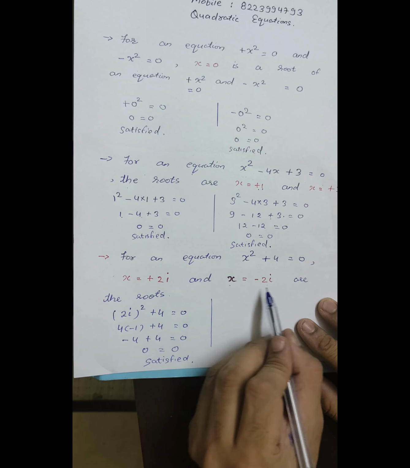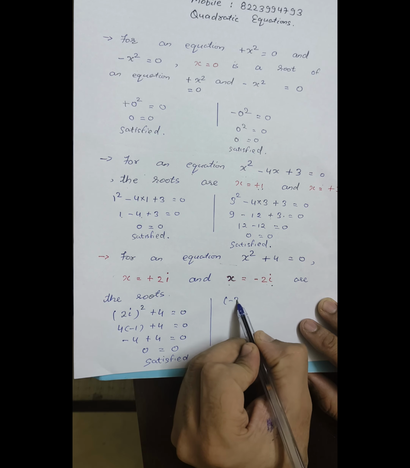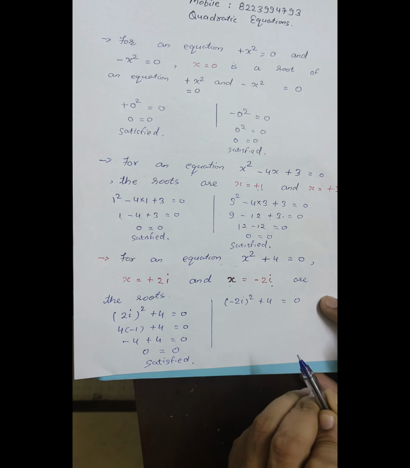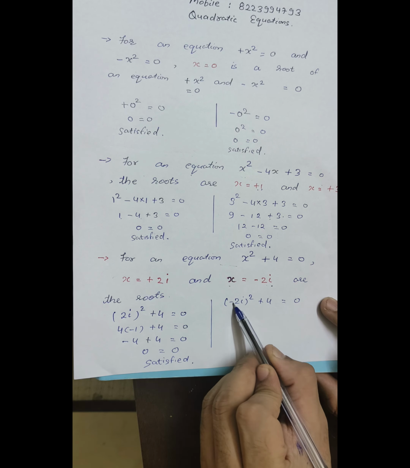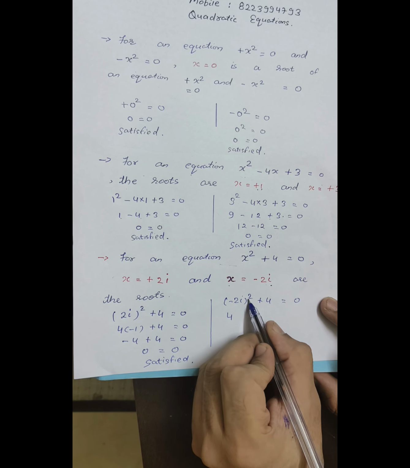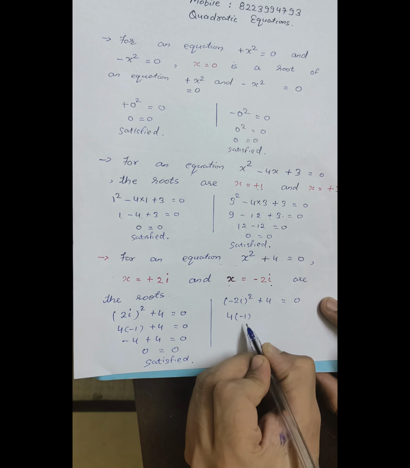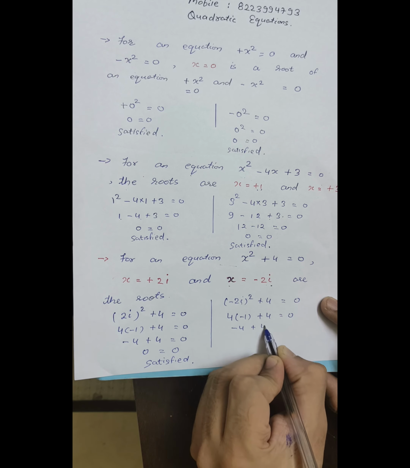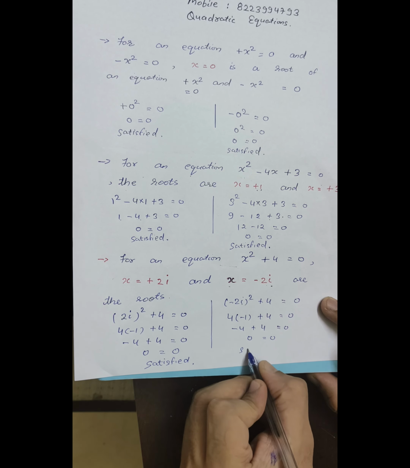Minus 2i is also a root of this equation. Minus 2i square plus 4 equal to 0. Square of negative is positive. Square of 2 is 4. Square of i is i square, and i square is minus 1, plus 4 is equal to 0. Minus 4 plus 4 is equal to 0. 0 is equal to 0. Satisfied.